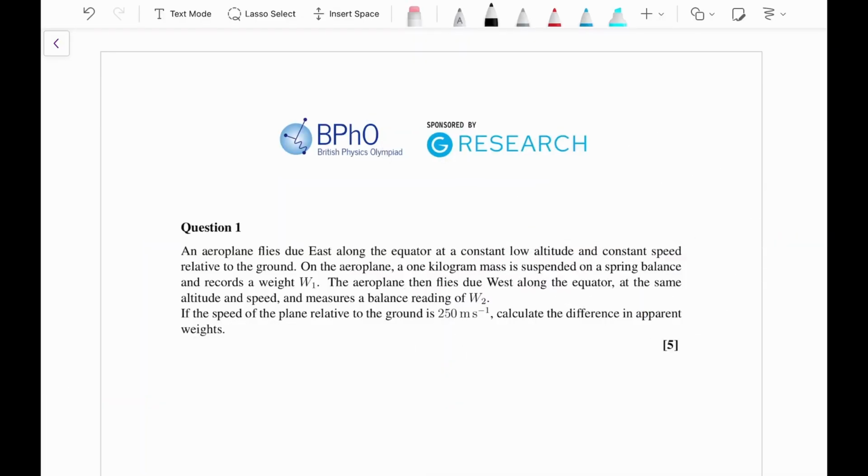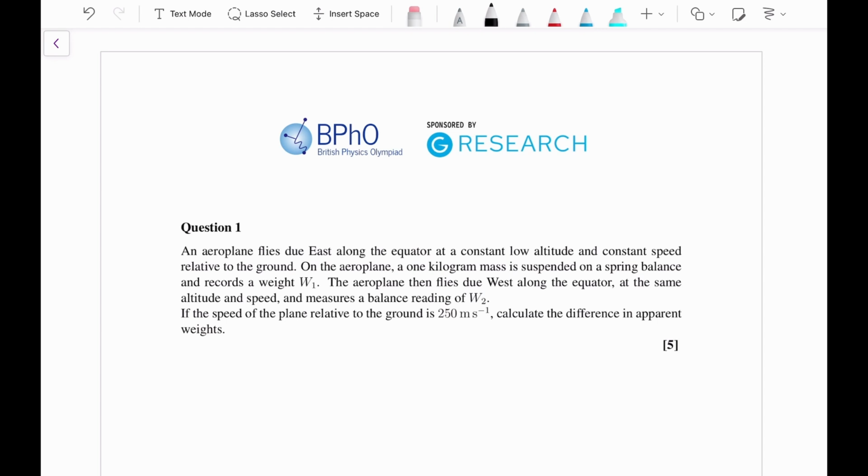In this video, we're going to look at two questions on the topic of circular motion. For the first question, it says an aeroplane flies due east along the equator at a constant low altitude and constant speed relative to the ground.